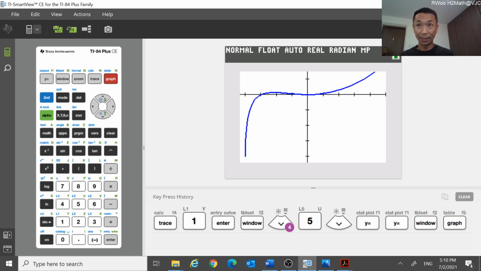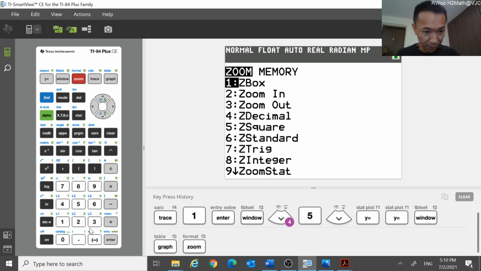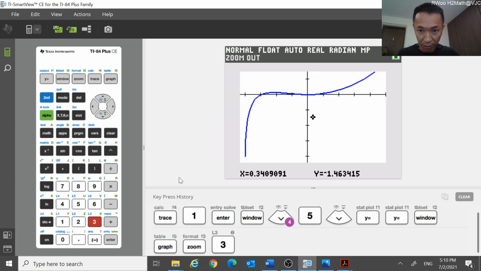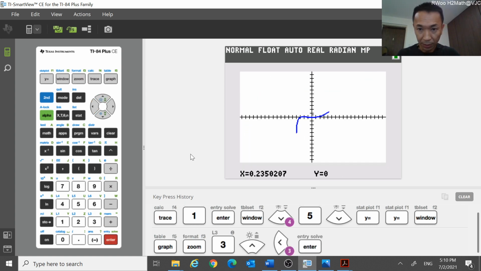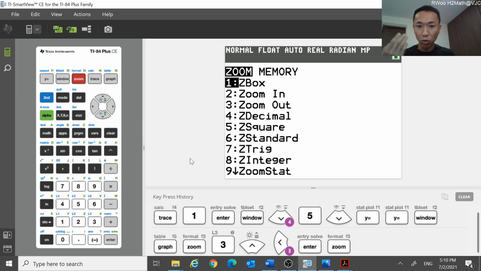Now my graph looks a bit nicer. Maybe yours is not so nice. Let me try and simulate what your graph looks like. Your graph may look like this. In the event that your graph looks like this, how do you then see a nicer graph? Because if you look at this very carefully, you don't know how this part of the graph looks like. Just now I mentioned how to use the zoom function. In this case, it's a very good opportunity to use zoom box.